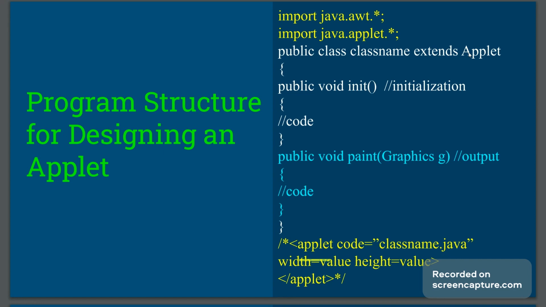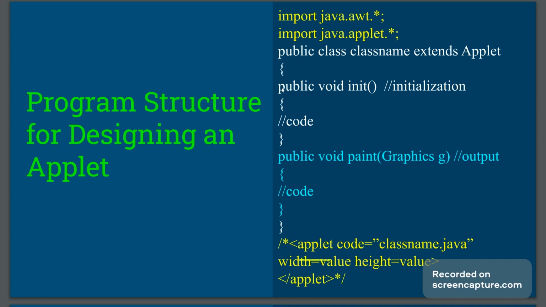Now why are we extending this Applet class? Because all the life cycle methods of applet like init, start, paint, stop and destroy are the methods of this Applet class. Now for designing an applet, we have to override those methods. That's why we are making this Applet class a base class for our applet. That's why we are writing extends Applet. Opening curly bracket. All the methods are optional except the parent method.